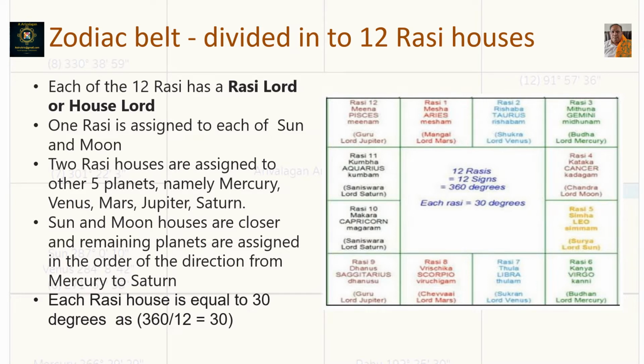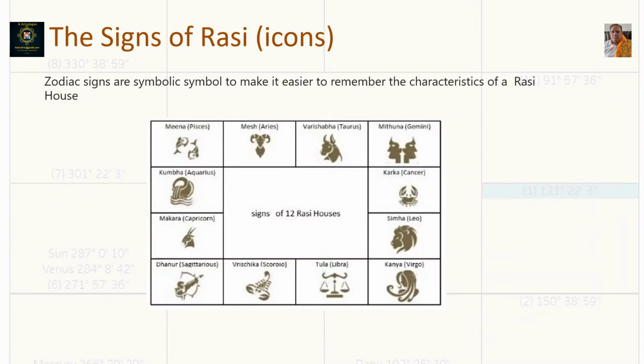You should see that it is the same for everybody. It is not different. This place is always called Mesha Rasi. This place is always called Rishabha Rasi, and it is owned by Lord Venus. So it is like that. Okay, now let us see the next one.